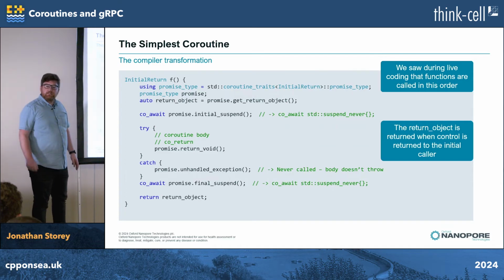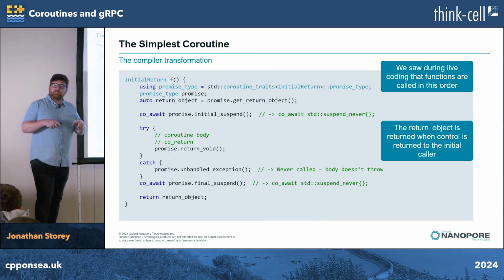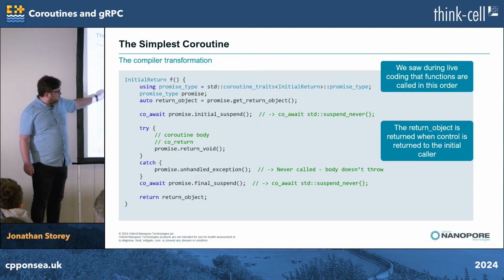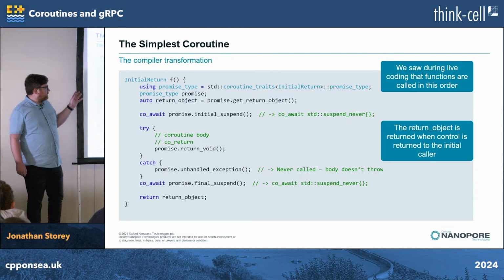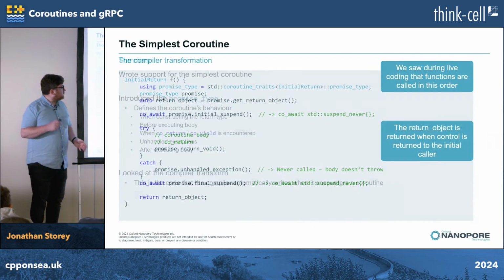Yes? Can you get access to the exception that was thrown? Yes, you can use std current exception, and that gets you the exception pointer, and then you can do what you like with it. Then you've got this return void call in here, so that's the co-return statement that gets transformed into promise return void. You've got the final suspend. I said before that suspending at the beginning and the end can be useful because it means that things stay alive, and it means that things don't start running until you're ready. Obviously, in this example, we didn't use that.